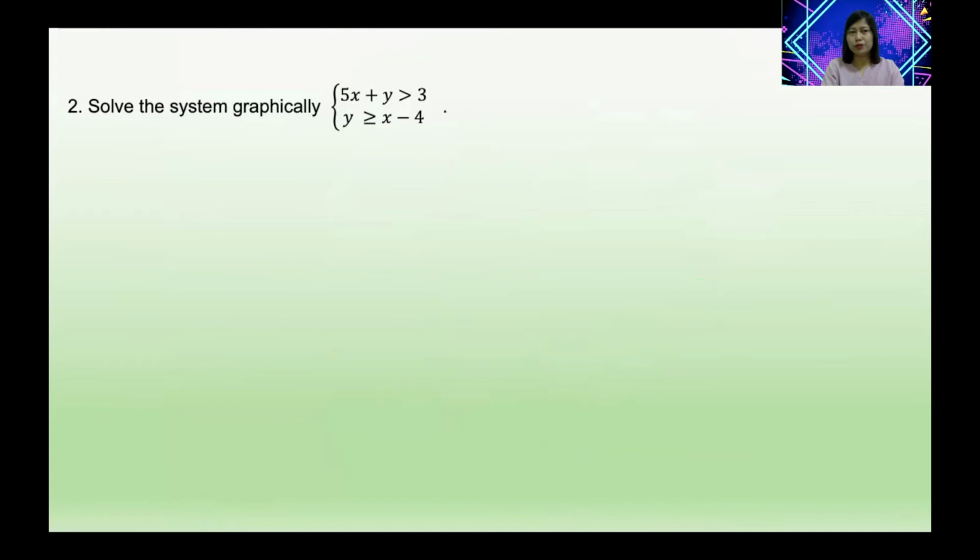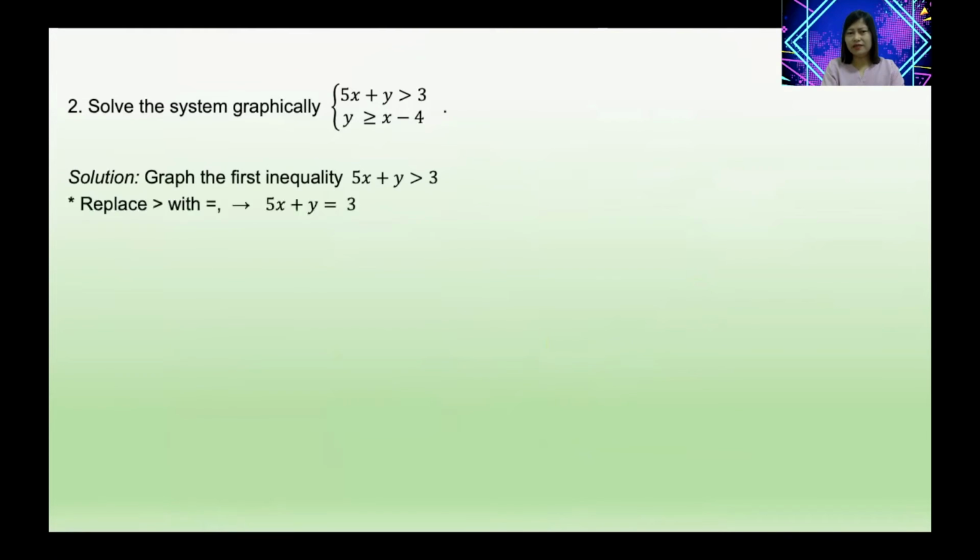Let's have number 2. Solve the system graphically. So solution, graph the first inequality. Replace the inequality symbol with equal sign. The boundary line is 5x plus y is equal to 3.